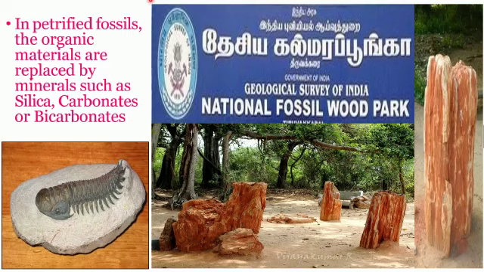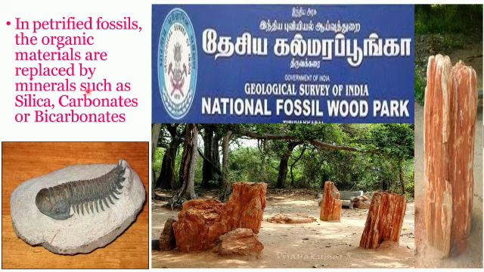And petrifaction, I said. Petrifaction means minerals like silica penetrate inside and replace the original organic tissues and form the rock. So petrified fossils means organic materials are replaced by minerals: silica, carbonate, bicarbonate. They replace the softened parts of the body and it becomes very hardened. For this, the National Fossil Wood Park is given as an example. It is there, and in Tiruvakkarai.